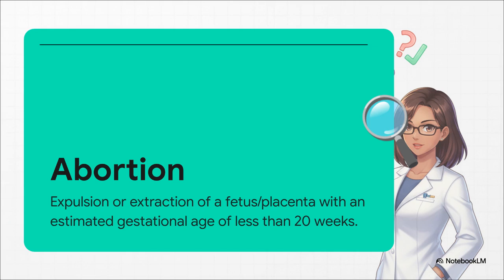Okay. This is the big one. The key thing to burn into your brain here is the 20-week mark. That is the bright line in the sand. If the pregnancy loss happens before 20 completed weeks, we're in abortion coding territory. After that, it's a whole different chapter, a completely different set of codes.